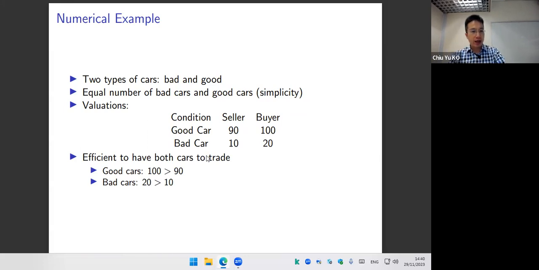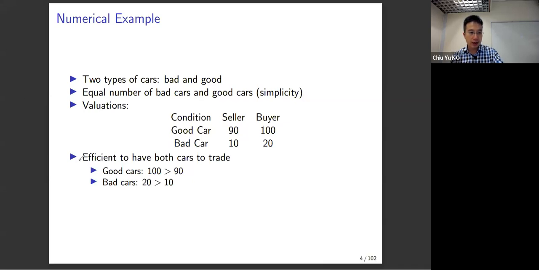We have two types of car, good or bad. Simply, make it an equal number of good and bad; the exact split is not important for this assumption. Let's look at the simple example. If you are the seller, a good car is worth $90 to you and a bad car is worth 10. You know which one you have. As a buyer, you don't know what you have before you buy it. After you buy it and drive it, you know. To you, a good car is worth 100 and a bad car is worth 20.